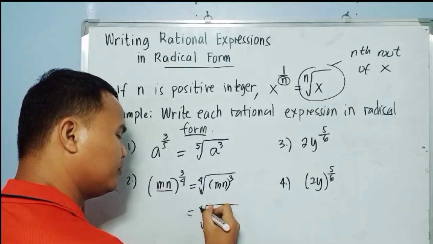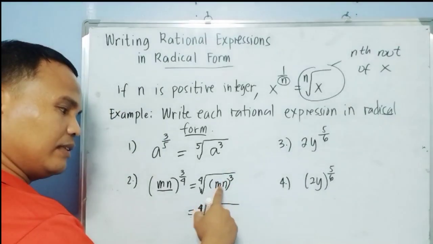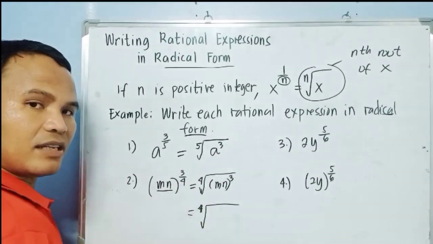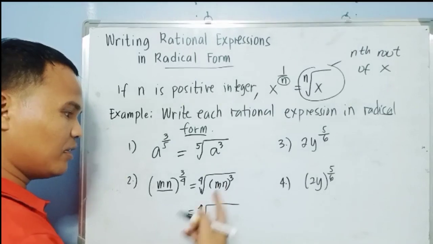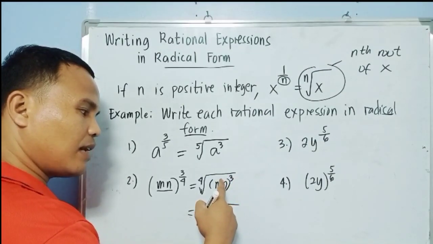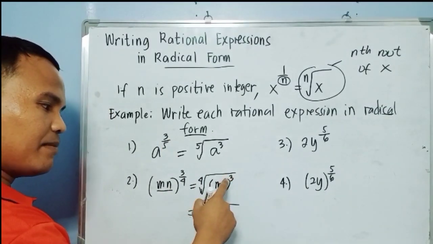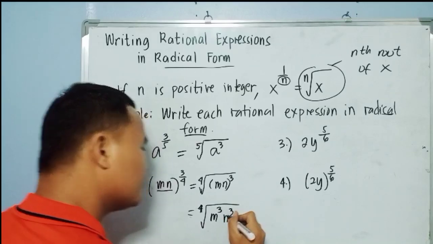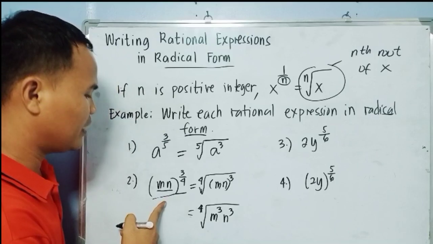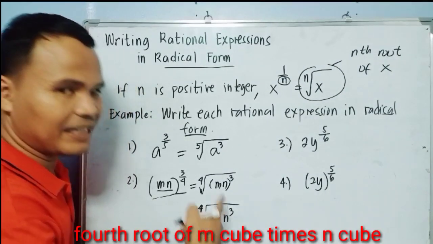Okay, the 4th root of... so kani siyang 3 nimo, imo na siya i-distribute. This is the law of exponent, no? The law of exponent as our sa previous na topic. So, i-multiply ng 3 sa exponent ni m, so 3 times 1, then 3 times 1. So, the radical form of this rational expression is the 4th root of m cubed times n cubed.